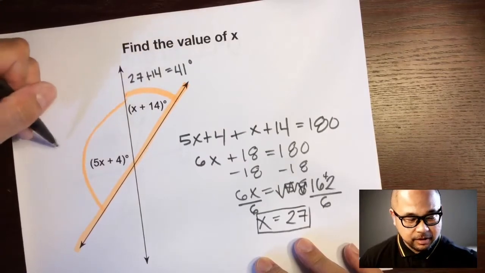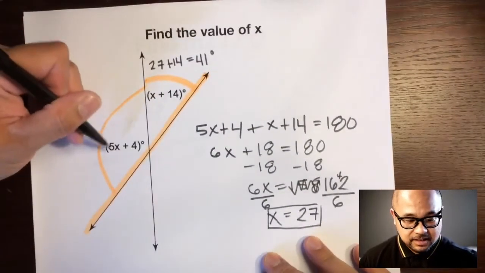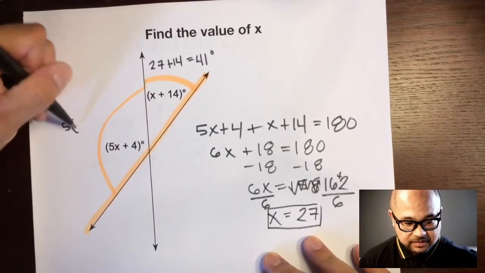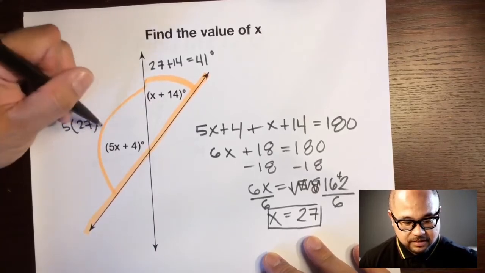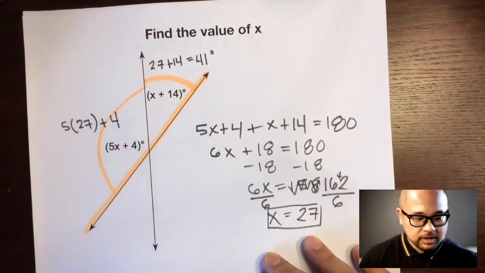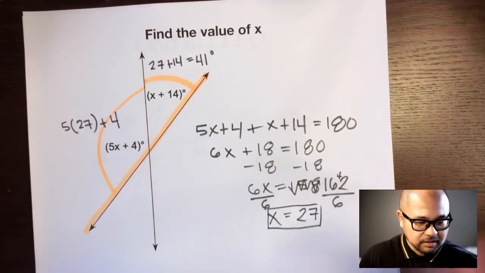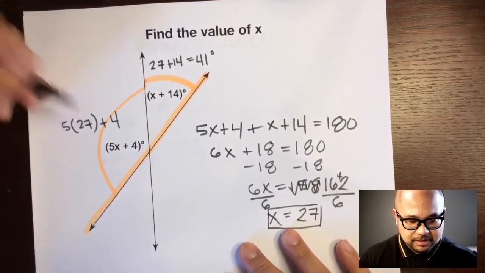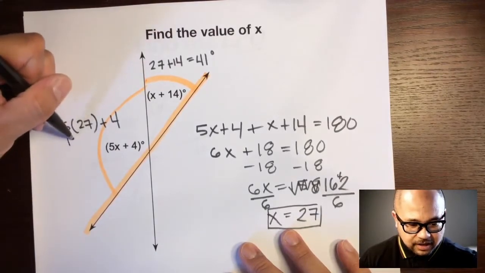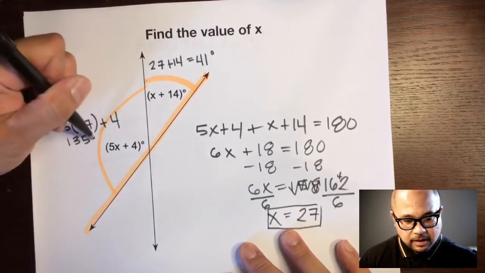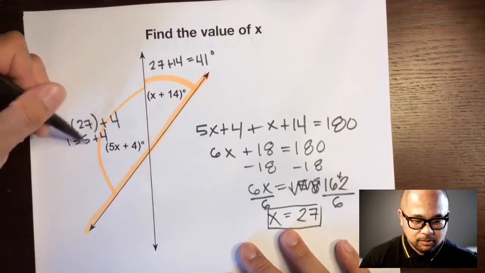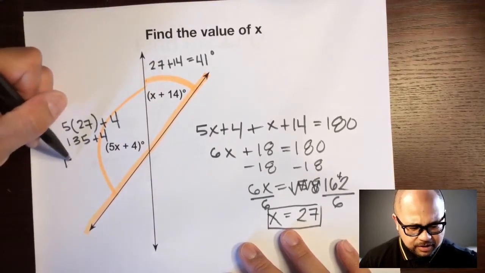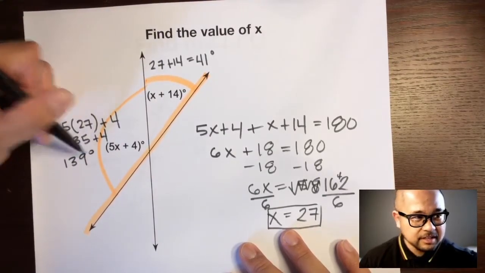So if we plugged the 27 into this x, so 5 times 27 plus 4. I knew I should have got my calculator, but I don't have my calculator. So 5 times 20 is 100. 5 times 7 is 35. So that's 135 plus 4. 135 plus 4 is 139 degrees.